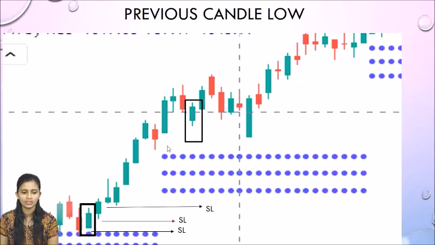Now even though the wick crosses your stop loss level, that is not the exit point for you. Here you can see the close of this candle is above the previous day's low, so this is not the exit point. Only when the candle closes below the low of the previous day candle, that will be your exit position. So in this case, you will collect the points from here till here. This will be your profit area.